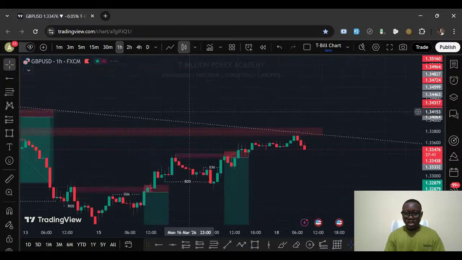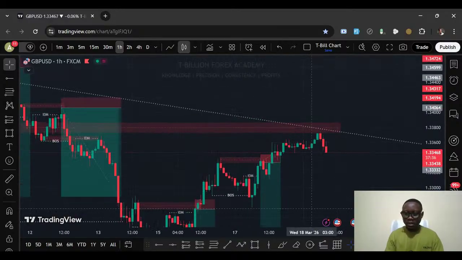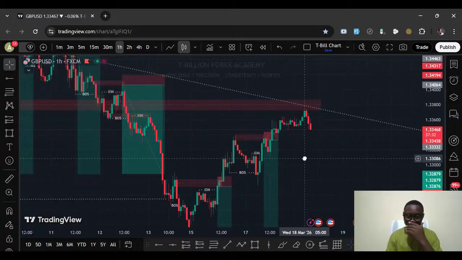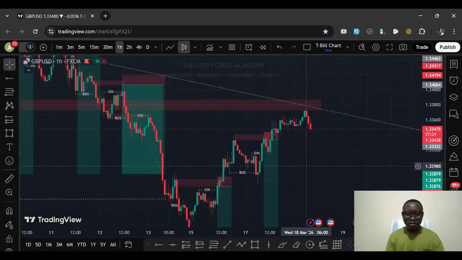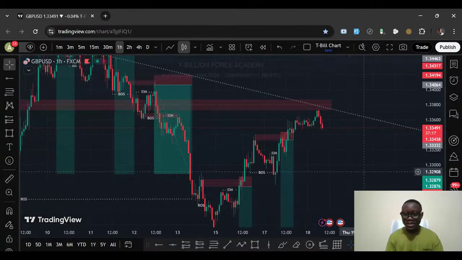Go down to the 1H time frame, and this is my entry time frame, as you know. Now, I don't take my entries on the daily time frame or the 4H time frame. I just use those time frames to establish my directional bias as well as mark out my POI. Okay.